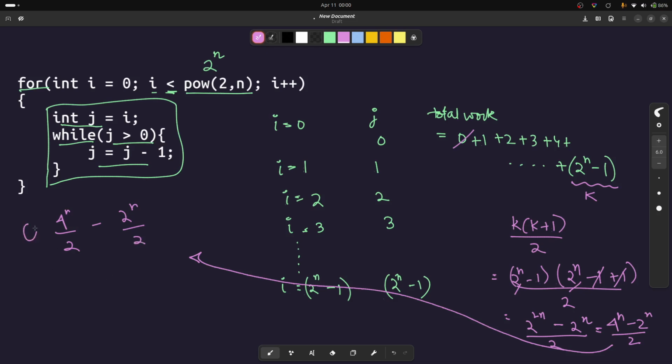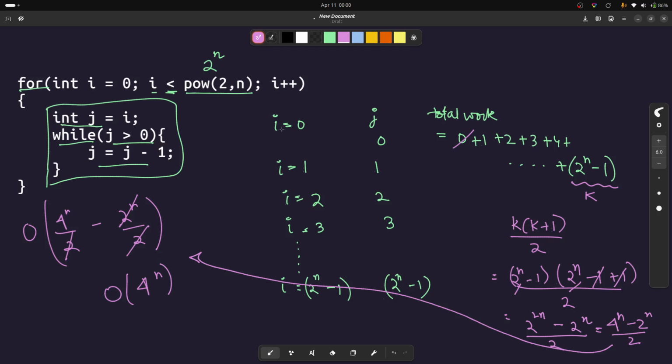Now when I take big O notation on this, lower order terms and constants go away. We are left with big O of 4 to the power n, and that is the answer. Okay. Simple. Always try to understand what the loops are doing, what the code is doing, and then try to figure out the total work.